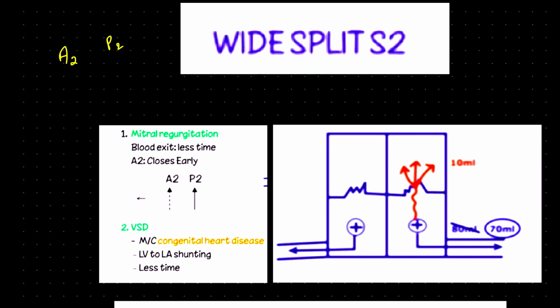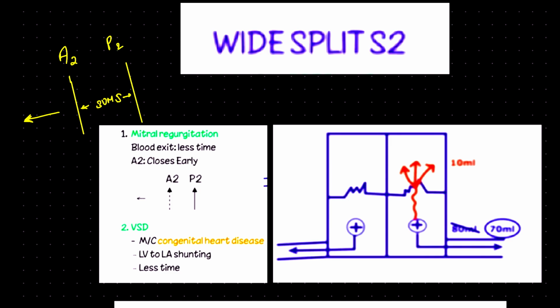Why? Because initially there is closure of the aortic valve and then there will be closure of the pulmonary valve, and the normal gap between them is how much? 30 milliseconds, right? Okay, this is our S2 sound. And wide split of S2 sound means what? Moving this aortic valve, that means the aortic valve will close faster.